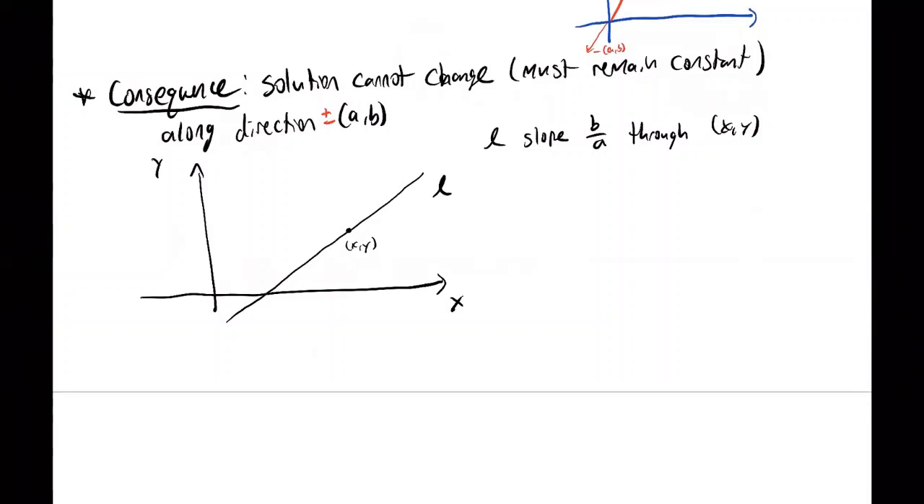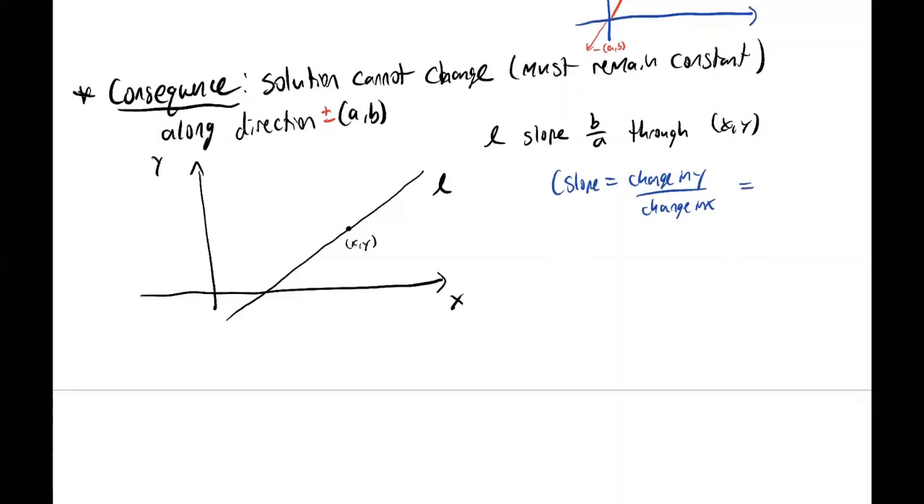Right, so remember, why did I pick B over A as the slope? Well, remember, the slope is the change in Y over change in X. The change in the Y component over the change in the X component. Well, if I'm moving in direction A comma B, then my Y component is changing by some multiple of B, and my X component is changing by some multiple of A, which will cancel out. So the slope is going to be B over A, right?